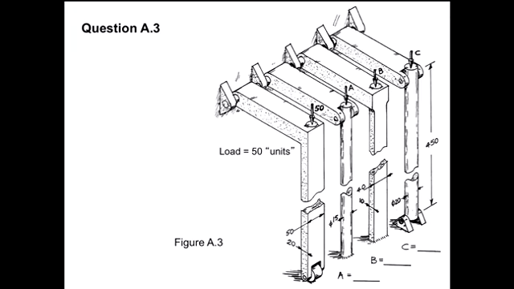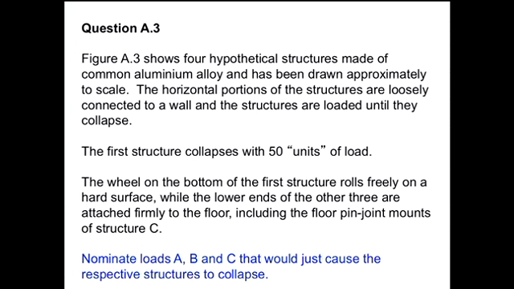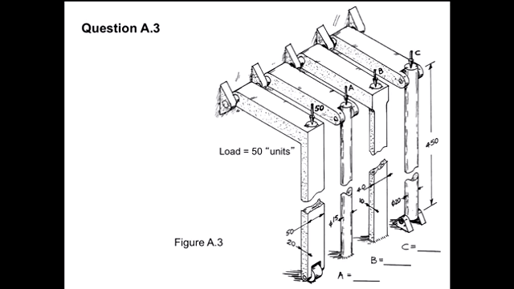And the question that's asked, back I go, is what are the loads, as a ratio compared to 50, that A, B and C would have to be? What magnitude would we have to have A, B and C that would cause collapse of the other 3 structures, just as 50 causes collapse of the first one? It's quite a nice little bit of, if you like, homework question.